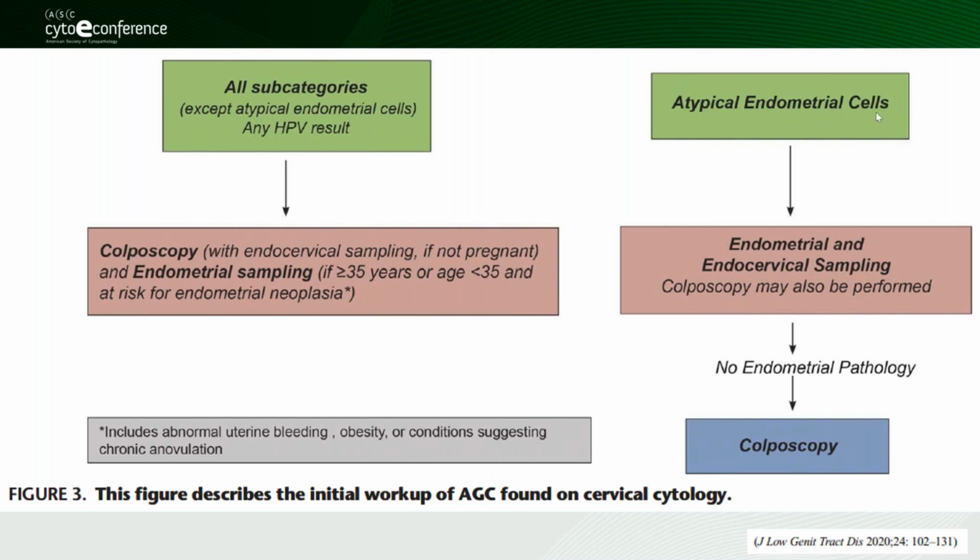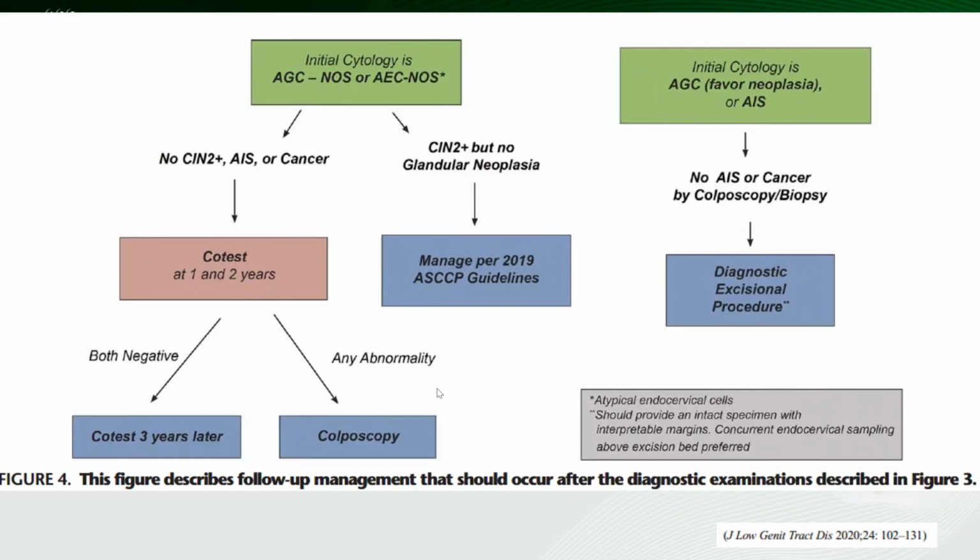If we call something atypical endometrial cells, and again, using good criteria, then they'll do endometrial and endocervical sampling. So it leads to immediate, invasive procedures. And for all other subcategories, they will do colposcopy and endometrial sampling depending on the patient's age or clinical risk. And then you say, okay, so why, for the atypical endocervical cells, did we have to do all those tiers, NOS, favor neoplastic, AIS? This is because of this next step.